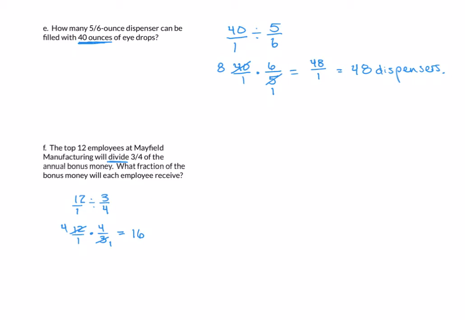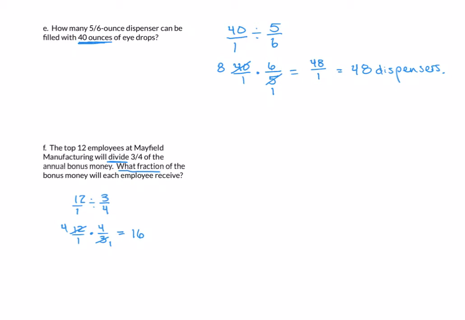Now, I don't know about you, but I have an issue with this because basically this is saying that they're going to get 16 times the total annual bonus money available, and that would be incorrect. The other thing is note that it says what fraction. 16 is not a fraction, and so we have an issue with that as well.